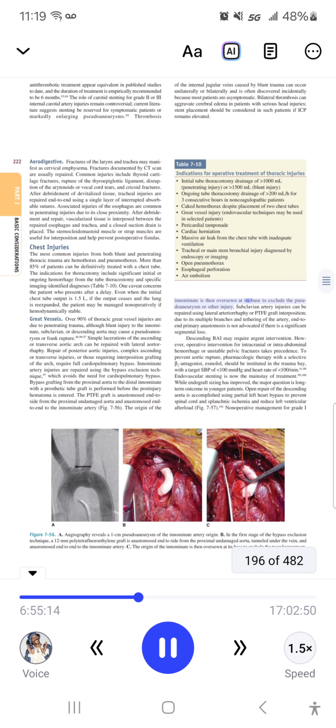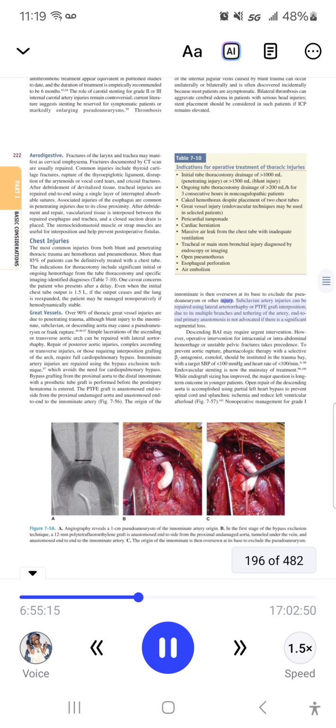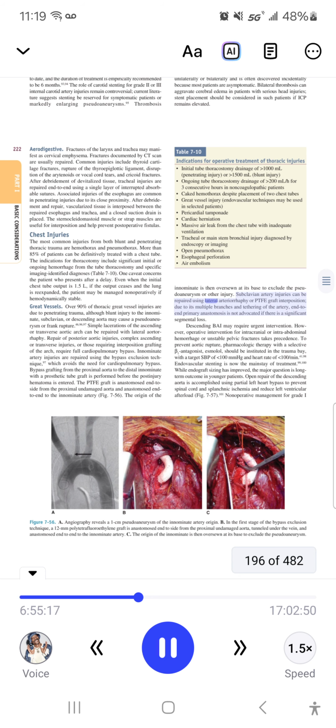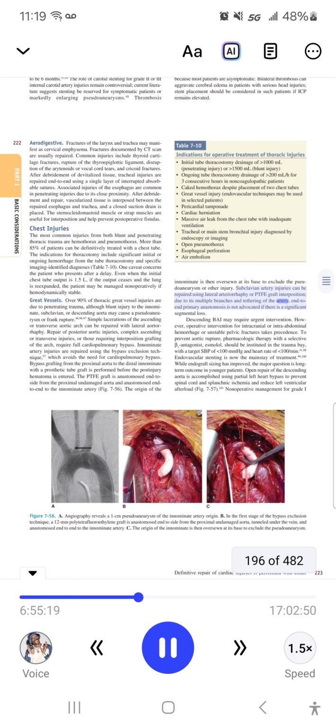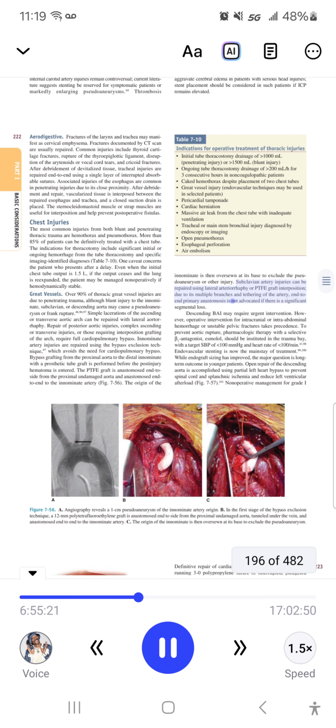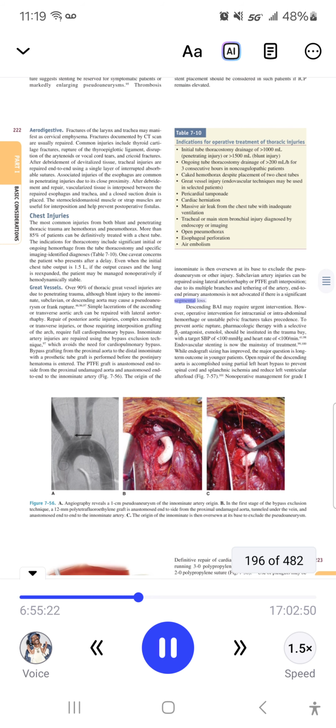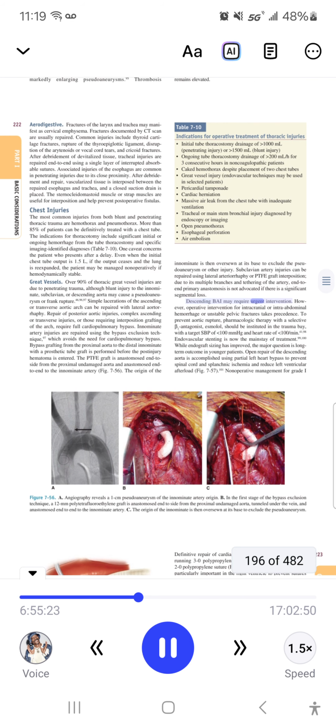The innominate is then oversewn at its base to exclude the pseudoaneurysm or other injury. Subclavian artery injuries can be repaired using lateral arteriorrhaphy or PTFE graft interposition. Due to its multiple branches and tethering of the artery, primary anastomosis is not indicated if there is significant segmental loss. Descending BAI may require urgent intervention.